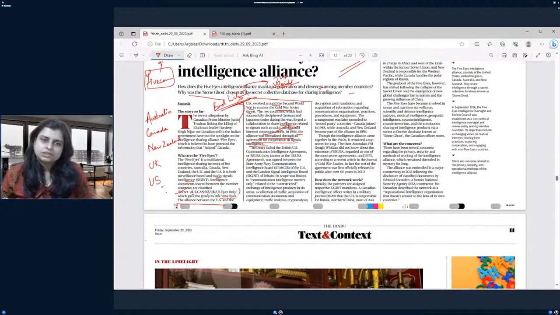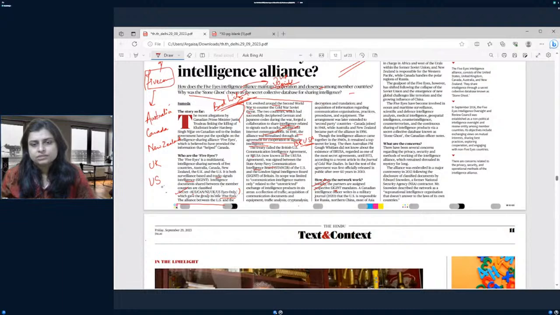The treaty, called the British US Communication Intelligence Agreement or BRUSA, was signed between the state, army, navy, communication, intelligence both. Now, what is important for you is to know about the five countries. You need to know how this network is working. So initially, the partners are assigned respective SIGINT, and what is that? That is the respective work.